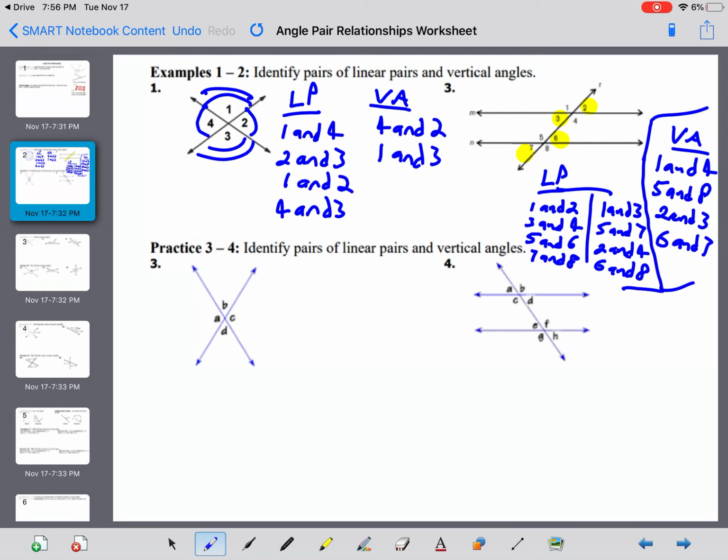Same thing on 3 and 4. Identify pairs of linear pairs and vertical angles. Why don't you try 3 and 4 on your own? And then when you submit your work, I'll see how they go. Use 1 and 2, this should say, as your examples.